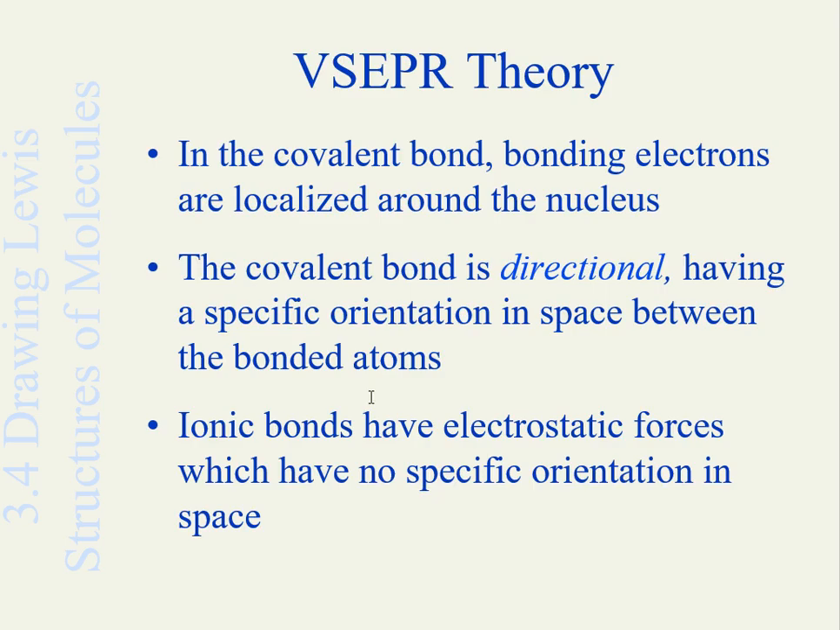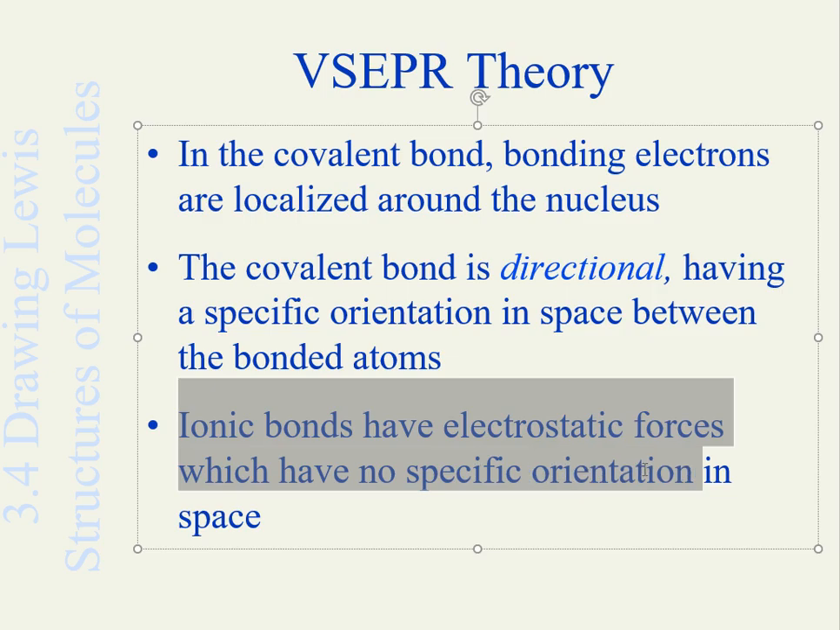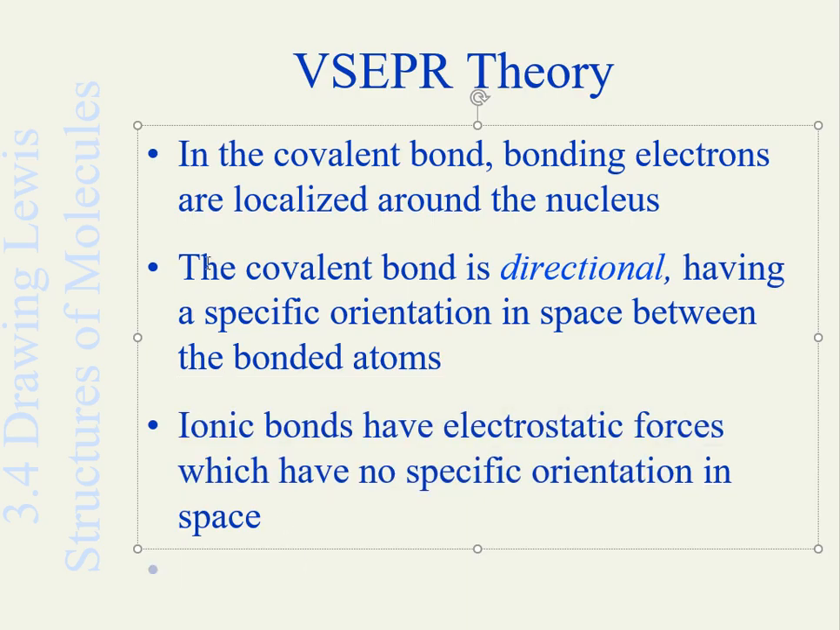And when we use the VSEPR theory, we are basically looking at the covalently bonded compounds, where the covalent bond is directional, having a specific orientation in space between the bonded atoms. It will all make sense when we look at actual bonds. On the other hand, ionic bonds have electrostatic forces with no specific orientation in space. That's why when it comes to ionic compounds, we don't use the VSEPR theory to predict a shape for the molecule. But when a compound has two atoms bonded with covalent bonds, that's when a shape arises, because the bond is directional.